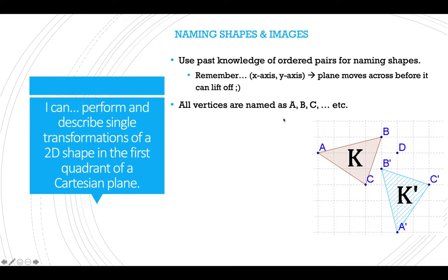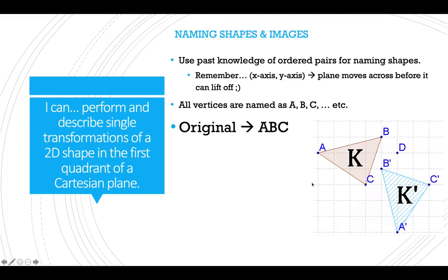Okay, all vertices have names, such as when we did our earlier units on angles. This would be called triangle ABC. So the original shape would look like this. The original for this example would be called ABC. Now, we're creating an image. This is going to be our transformed shape, which is the whole name of our unit.